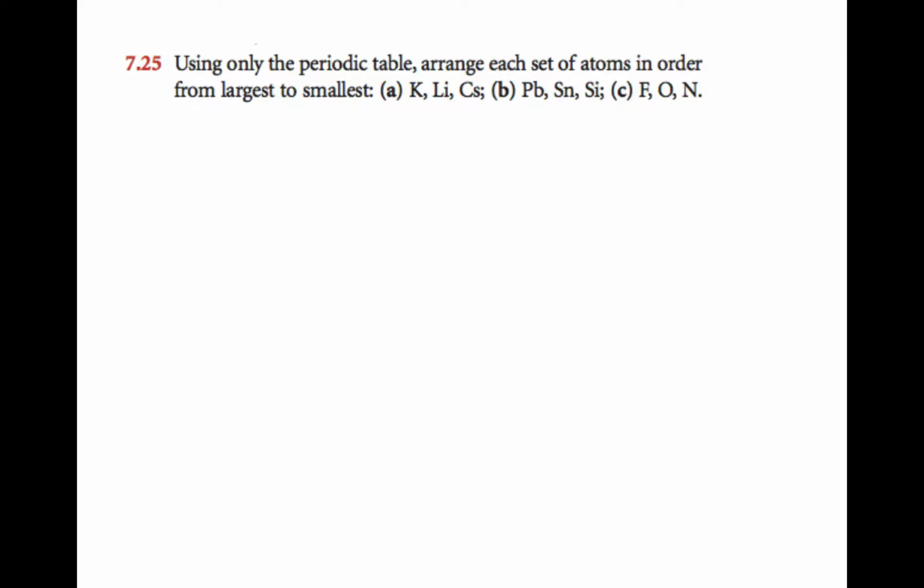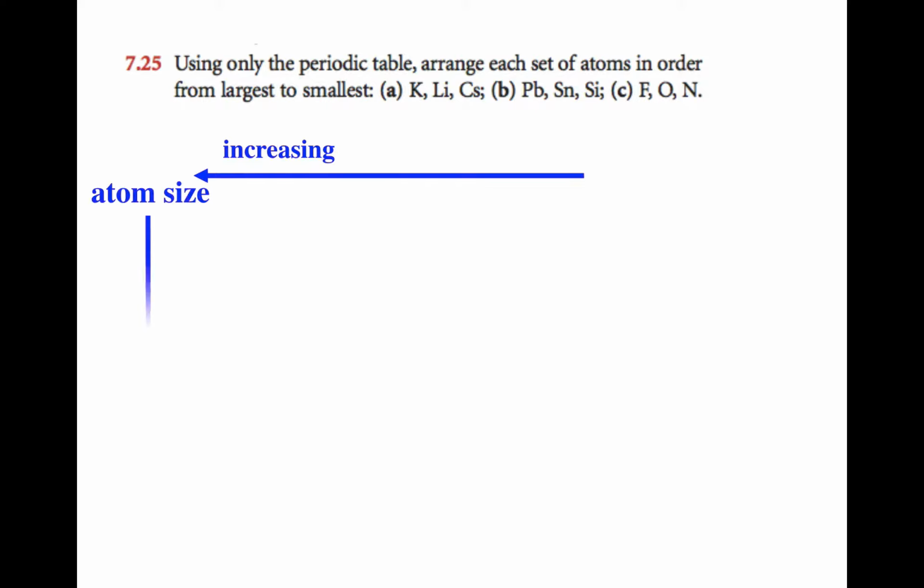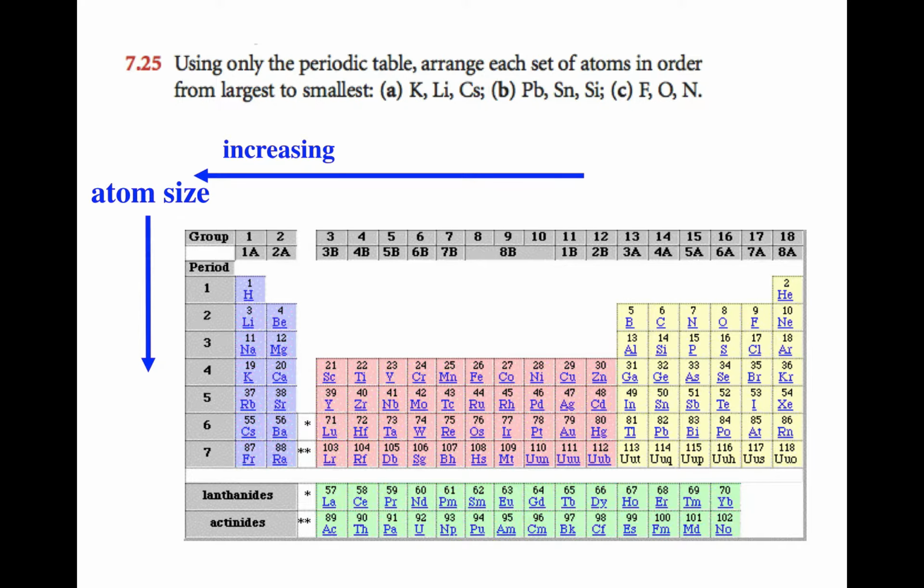Number 25, use only the periodic table to arrange each set of atoms in order from largest to smallest. All right, so the trend on the periodic table is you increase in size as you go from right to left across the period, and you increase in size going down a group. So as you go down into the lower left-hand corner, francium, that's the biggest, puffiest atom, and helium is the tightest, littlest atom up in the upper right-hand corner. So that's how it works.